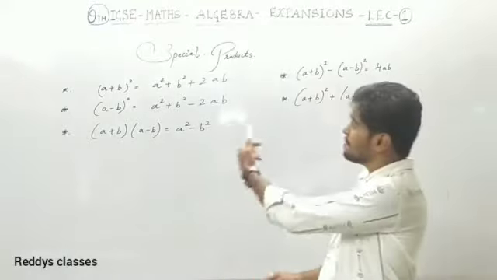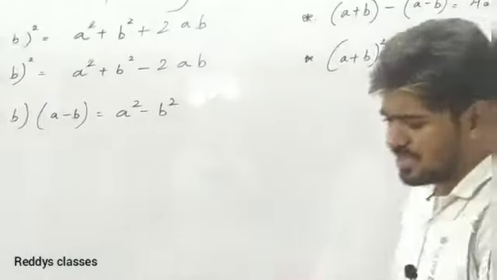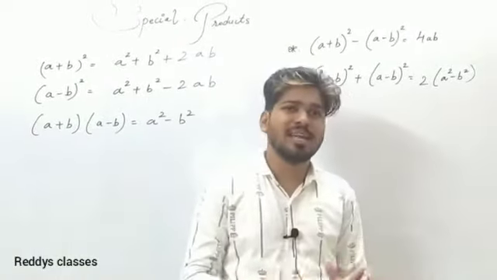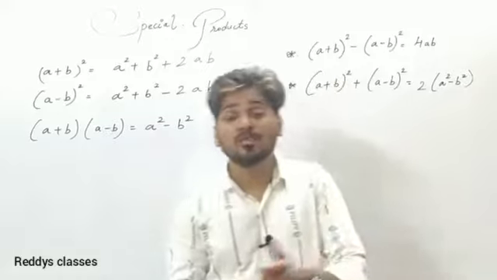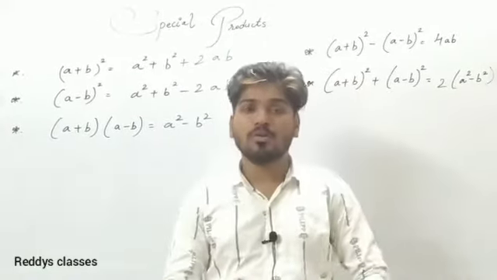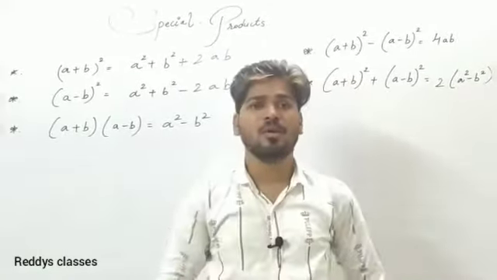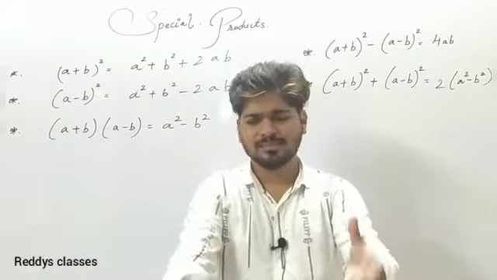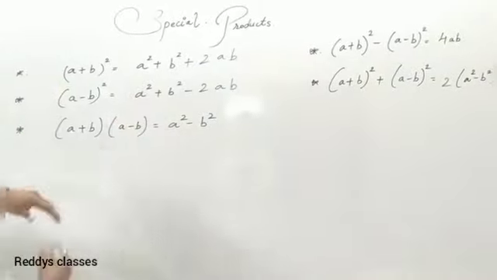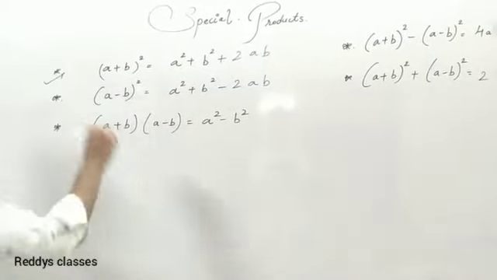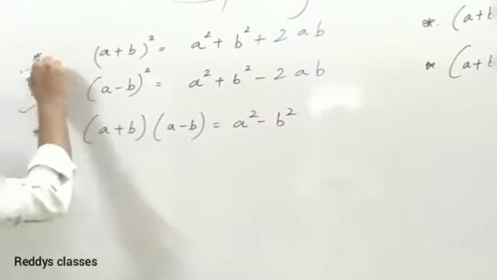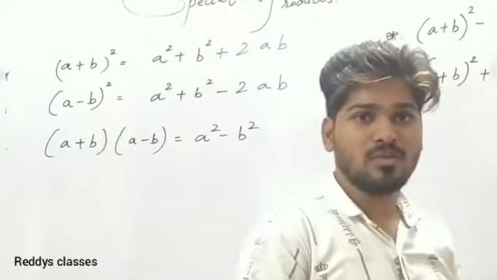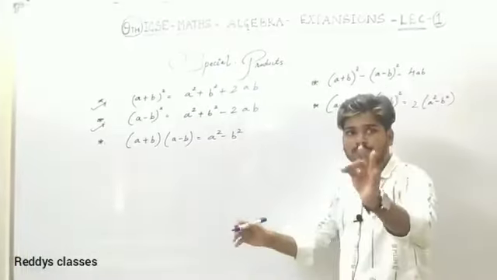ICSE boards. Special products. These are the special products given here. What are they? You know the value of a plus b the whole square, a minus b the whole square, a square minus b square. What are their values? How did they come? What are the exact values we want and how are we going to solve in expansion forms? Okay, let us see. First of all, we have one formula, a plus b the whole square and a minus b the whole square. This is the actual basic formula for expansions.